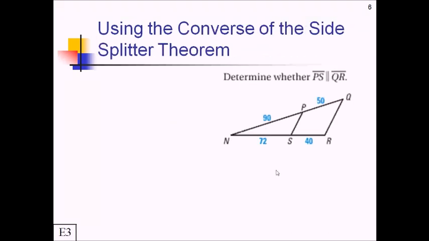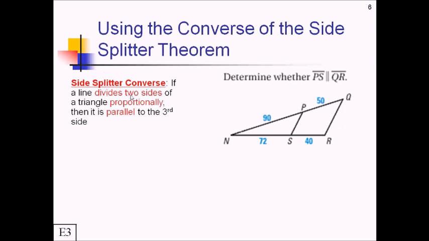So the Sidesplitter theorem is pretty useful for finding missing sides if you already have parallel sides here. But what if you want to figure out if the sides are parallel to begin with? Well, the converse of the Sidesplitter theorem says that if a line divides two sides of a triangle proportionally, then it is parallel to the third side.